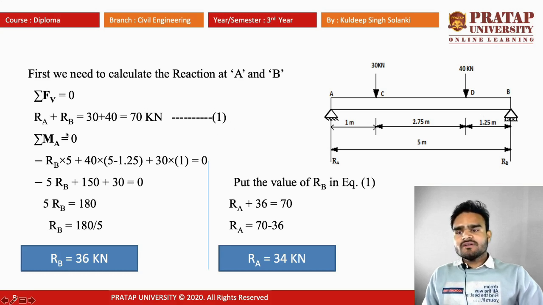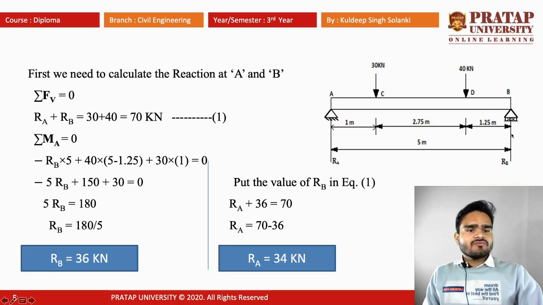This is our first equation. Summation of moment at A equals 0. So now we will calculate the moment at A. At A, the RB force moment, the 40 kilonewton force moment and the 30 kilonewton force moment are available. The moment due to reaction at A equals 0 because no distance is available from A. The distance is equal to 0 for the RA case.